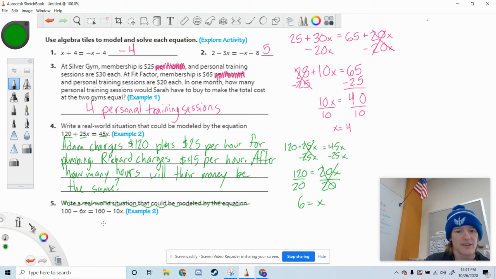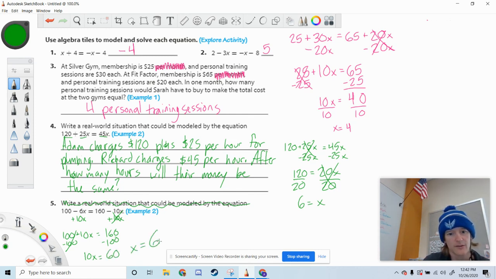My first step is to gather the x's. I can add 10x to get rid of this, or I can add 6x to get rid of this. I'd always add 10x here so that I end up with a positive amount of x's. So I have 100 plus 10x equals 160. Now I get rid of the 100 because I can't divide yet. Get rid of the 100. I have 10x equals 60. X equals 6.